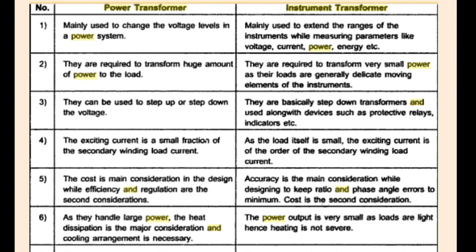In a power transformer, the limitation on the load is due to temperature rise only. In an instrument transformer, accuracy is the main load limitation factor and not the temperature rise. These are the main differences between power transformer and instrument transformers.